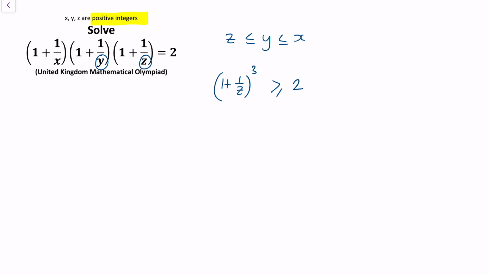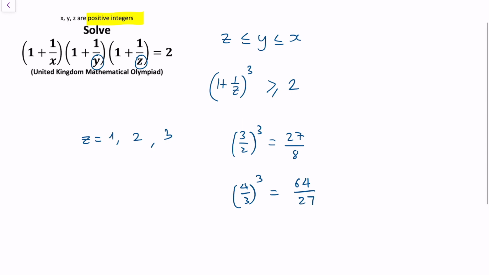Let's look at some possible values. Well, if z is equal to 1, the left-hand side is clearly greater than 2. If z is equal to 2, we're going to have 3 over 2 cubed, which is 27 over 8, which is clearly greater than 2. Similarly, if z is equal to 3, we will have 4 over 3 cubed, greater than 2, because this gives us 64 divided by 27, but since 27 times 2 is 54, this is greater than 2.